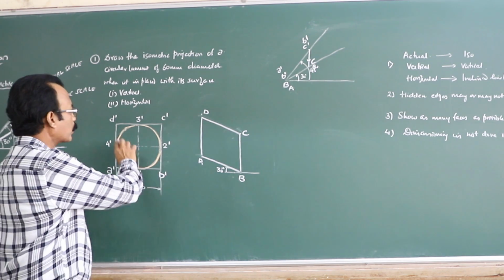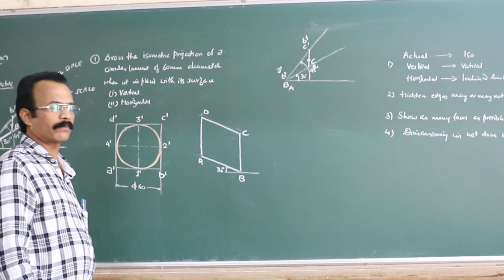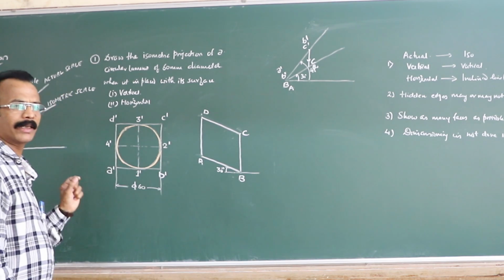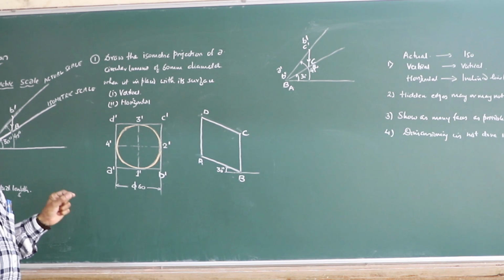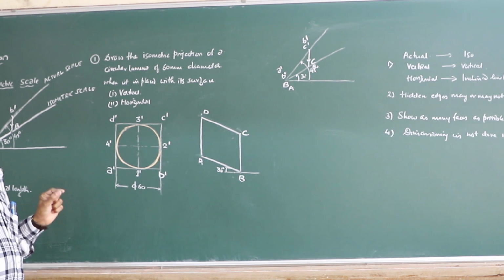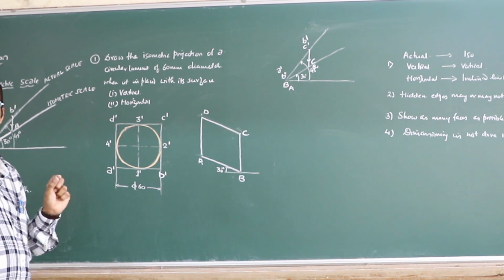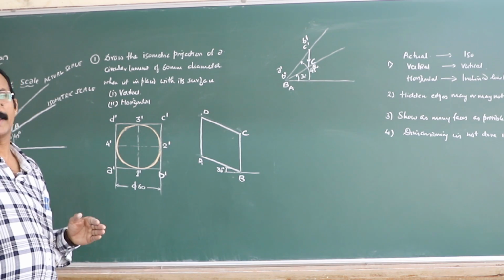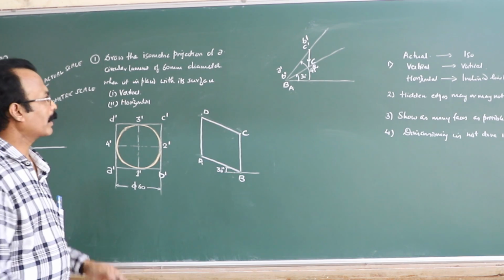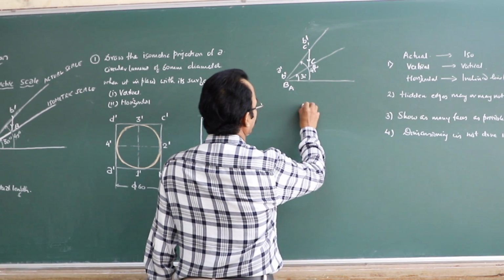So now how to get the isometric projection of this circular lamina? Remember, circular lamina will always be seen as an ellipse in the isometric projection. So how to get that ellipse? There are different methods there. One method is 4 centers method, right?